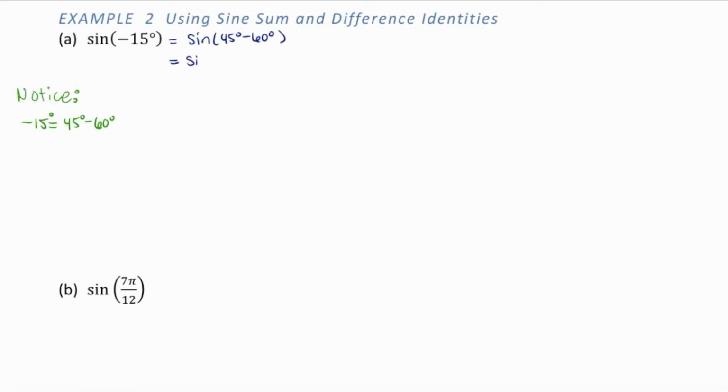So this becomes sine of 45 degrees times what? Should I have cosine of 60 degrees or sine of 60 degrees here? If you said cosine, you are correct. This is cosine of 60 degrees. I'm going to leave a gap right here really quickly. You'll see why in a moment. Then we have sine of 60 degrees, cosine of 45 degrees.